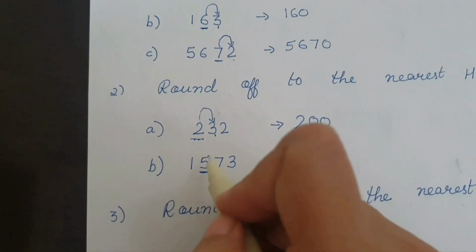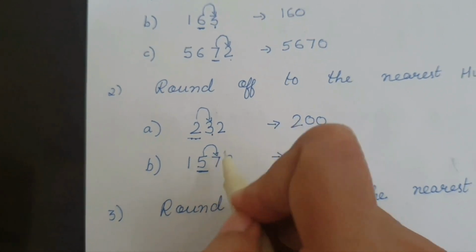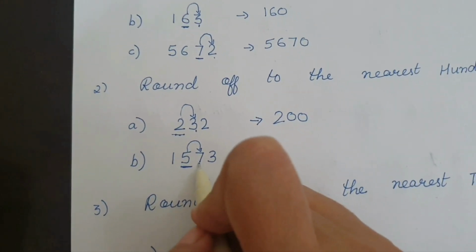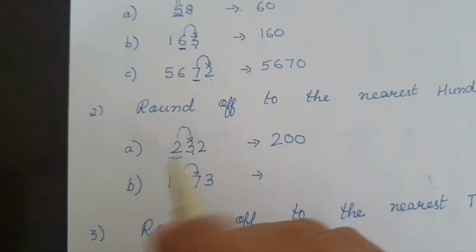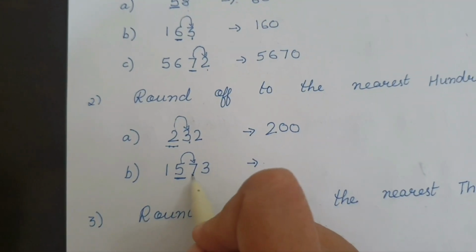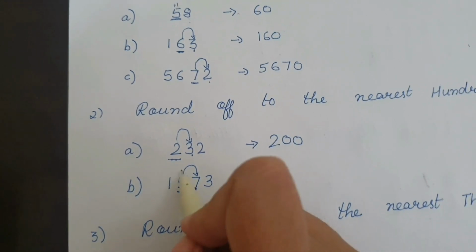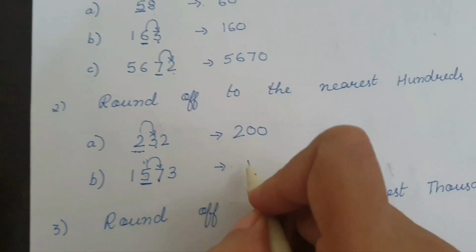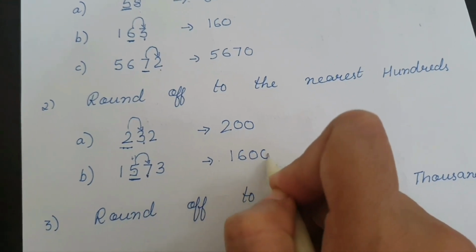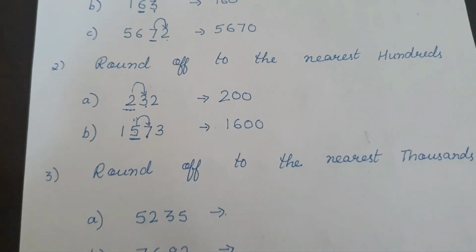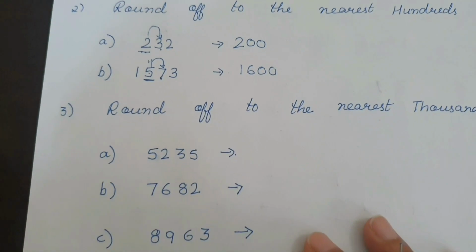See the next one. The digit just after this is 7. 7 is more than 5. It should be either 5 or more than 5 if you want to go to the higher side. So this is more than 5. So 5 will become, we'll add 1, 6. So your answer will be 1, 6, 0, 0. 1600 is your answer.